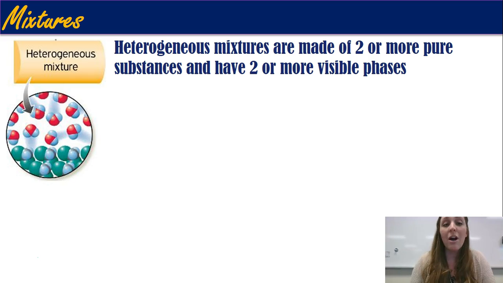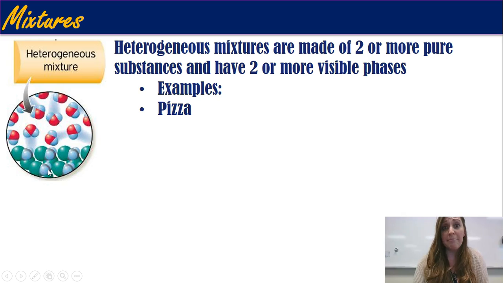The other type of mixtures are heterogeneous mixtures. Heterogeneous mixtures are still made out of two or more pure substances, because that's what makes it a mixture, but they also have two or more visible phases, as in you can see distinct parts of it that are made out of different things. You can see in this picture here, I've got one phase up here where these molecules all look the same, and another phase over here where the molecules look the same.